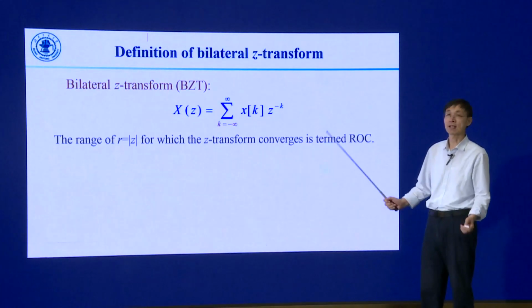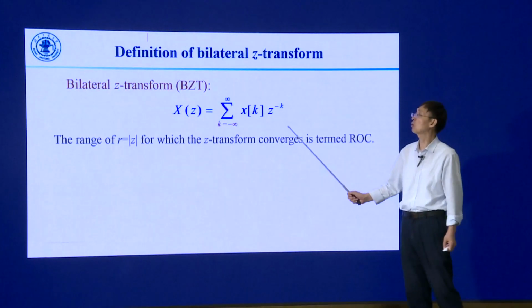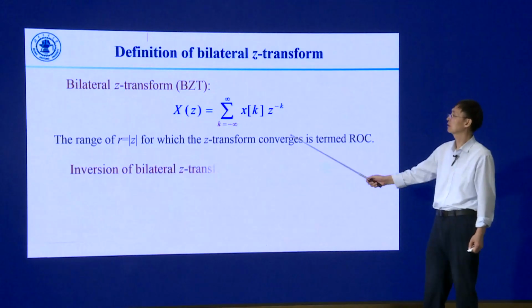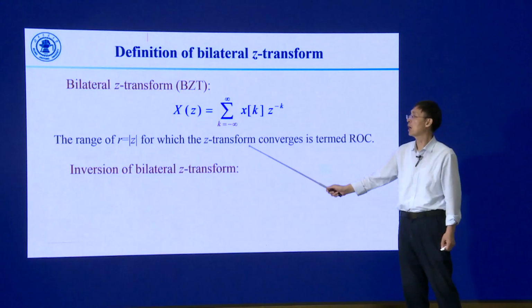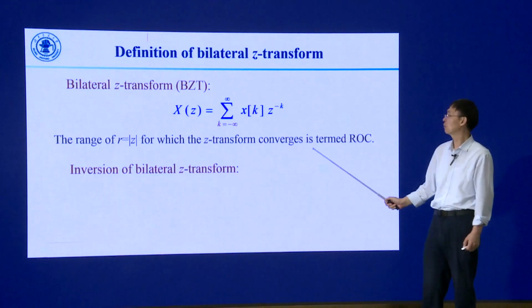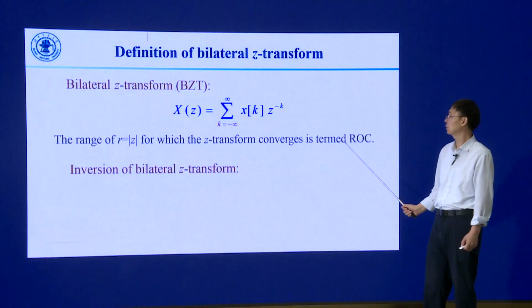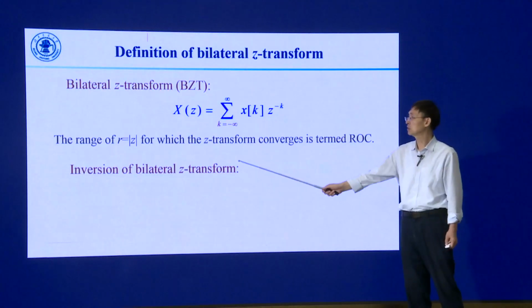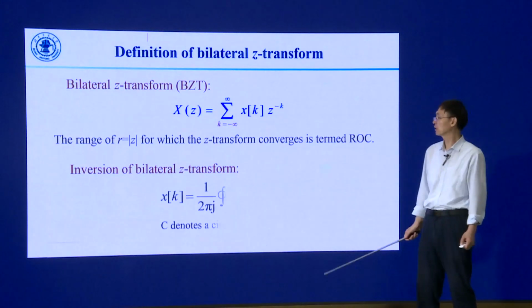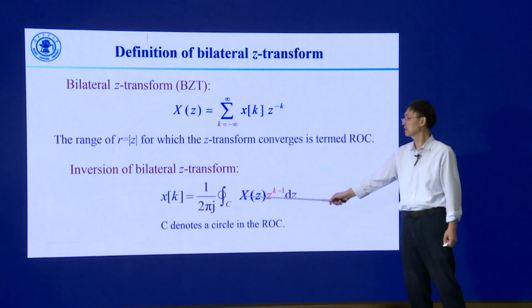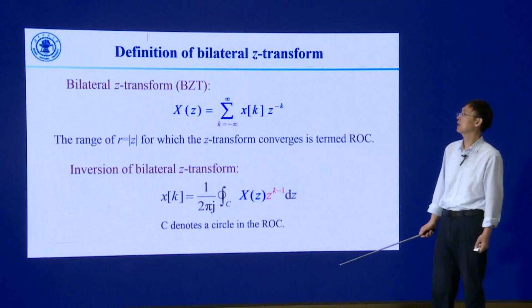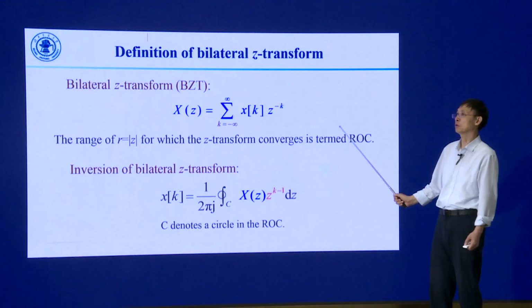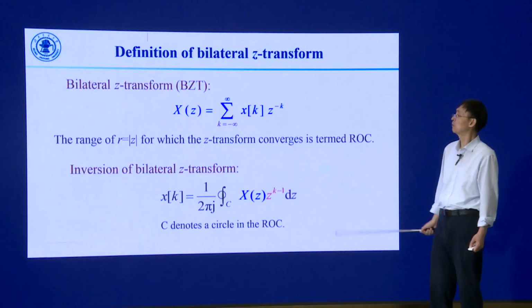First, we'll give the definition for bilateral Z transform. This is the definition. The range of R for which the Z transform converges is termed region of convergence. The inversion of bilateral Z transform is defined in this expression. It's similar to the definition of unilateral Z transform.